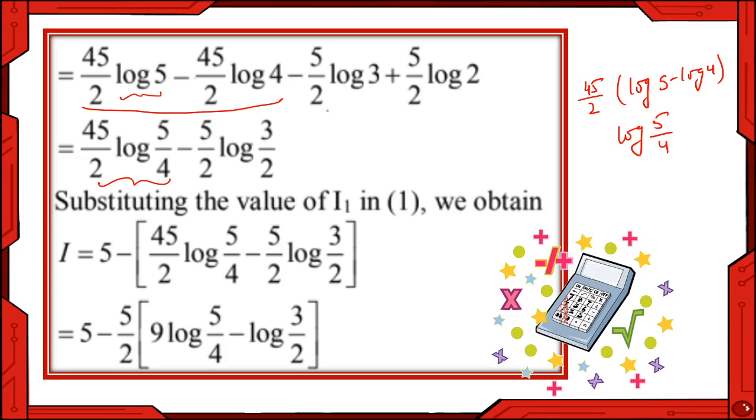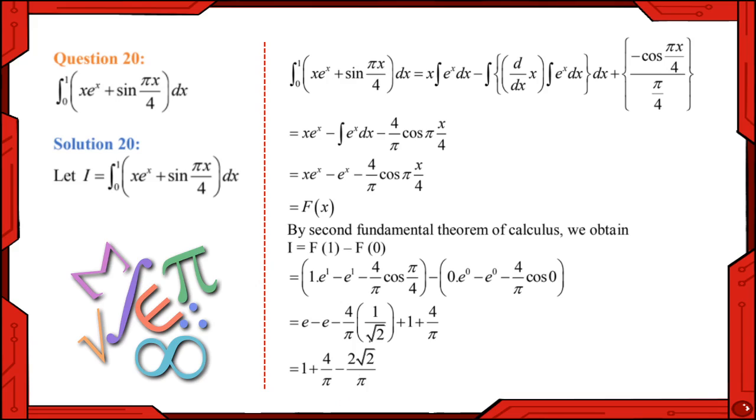Then in the second term, from here we are taking minus 5 by 2 outside. When we take minus 5 by 2 outside, we are left with log 3 minus log 2, which will be equal to log of 3 by 2. That's what we have written here. Now substituting these values, I is equal to 5, the first term integral was 5, minus this thing, and after that 5 by 2 overall common. So it is 9 log 5 by 4 minus log 3 by 2.